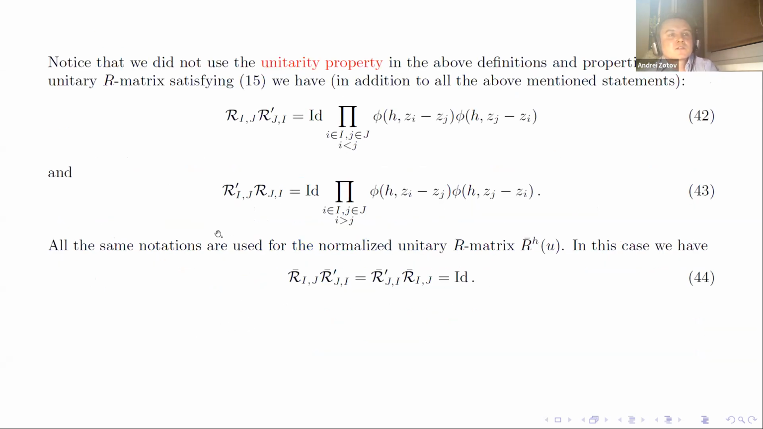Okay, and also in these new notations, we may write down the unitarity property, so that the product of R and R prime is equal to the identity operator multiplied by the product of phi functions. And if we use the barred R matrices, then there are no coefficients here, just an identity matrix.